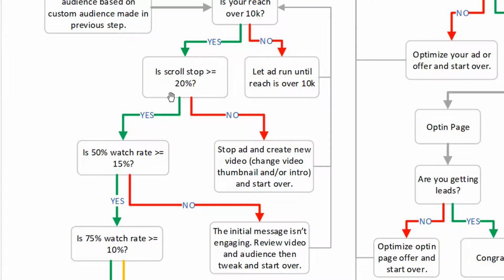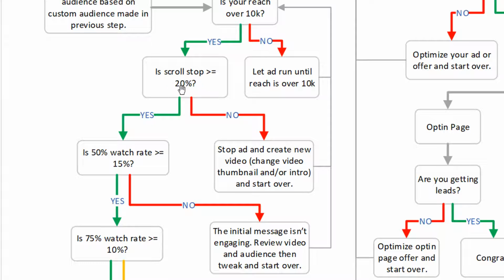So now because of that, we can say, okay, did 20% of them reach the scroll stop? In other words, they slowed down scrolling and they stopped to see the first 3 seconds. Was that greater than 20%? If the answer is no, stop the ad and create a new video, change the video thumbnail or intro and start over, right? And let that video ad run again. Make sense? You let it run again. Same concept. And if you got more than 20%, we can explain what these are more and more in detail when we start working together.